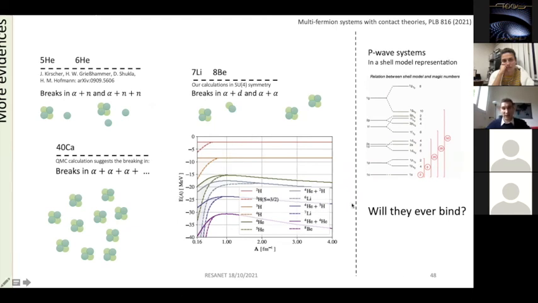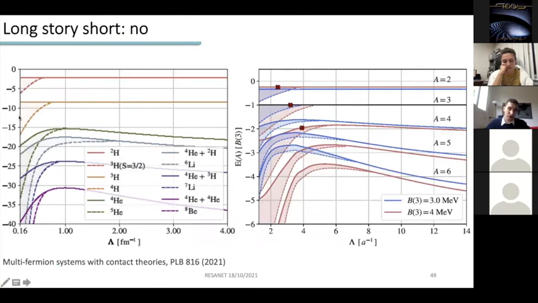Now, the question is, will this kind of system, P-wave system, ever be able to be bound using contact interaction at leading order? And the long story short is no. We tried in our paper of last year in reproducing the best P-wave system at universality. And when we increase the cutoff to a large value, the many-body system energy becomes always compatible with the energy of the clusterized system, so the system that breaks, even in the best case scenario. Meaning that when the interaction is an S-wave contact interaction, no P-wave or P-shell system are bound.